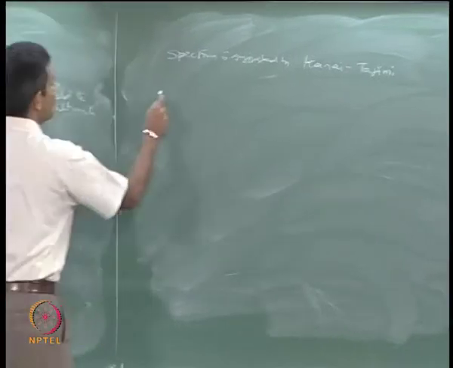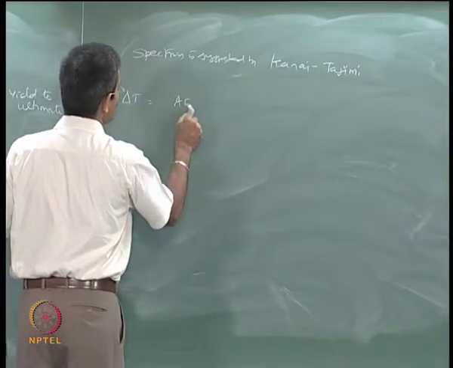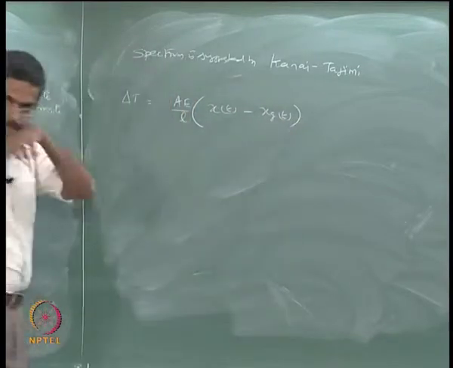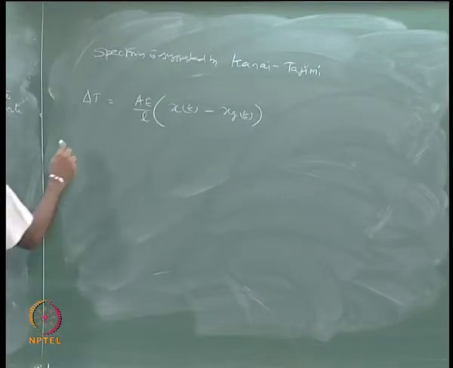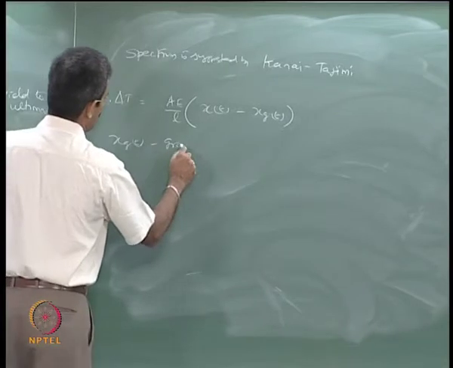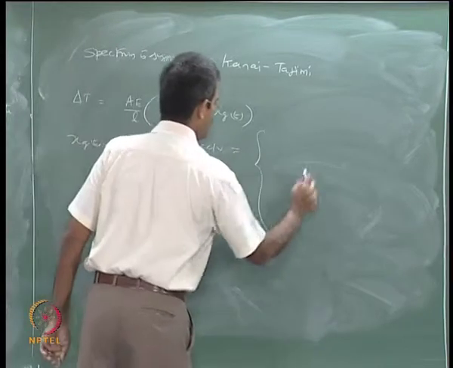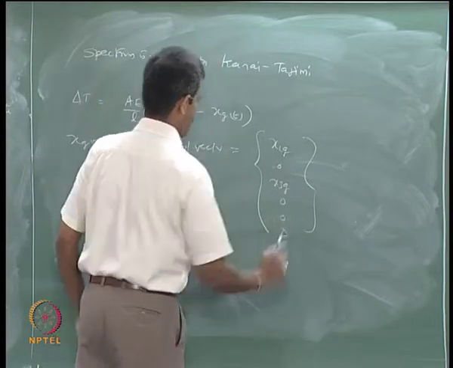Before that, let us see how this delta T, delta T naught, is varying. This varies as a function of AE by L multiplied by x of t minus xg of t, where xg of t is called the ground displacement vector, which is nothing but x1 of g, x3 of g, and remaining all degrees are 0.